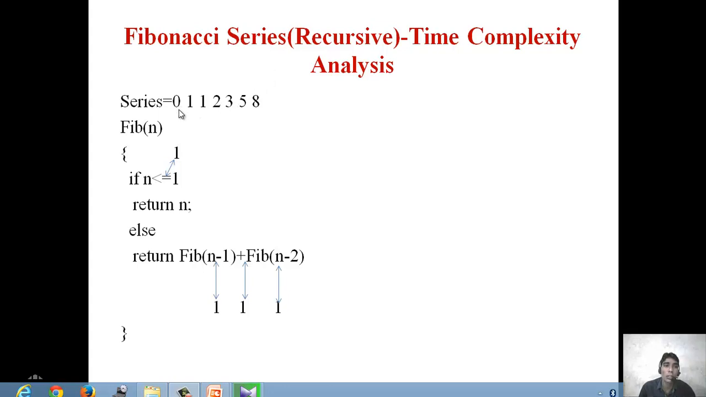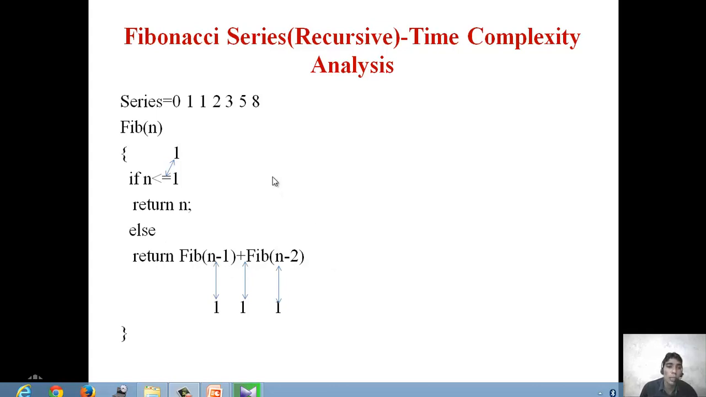As we all know, in the Fibonacci series, initially there are two values, 0 and 1. After that we calculate the next value by adding the previous two. I have written down the algorithm of the Fibonacci series, fib of n. If n is less than or equal to 1, return 1, else return fib of n minus 1 plus fib of n minus 2.